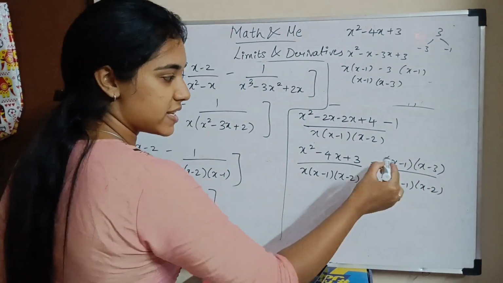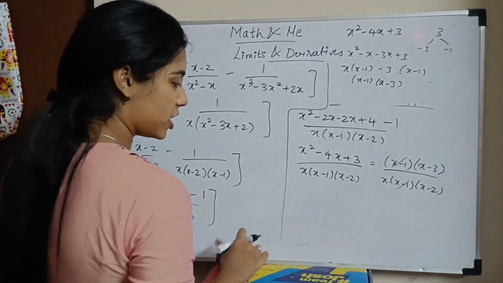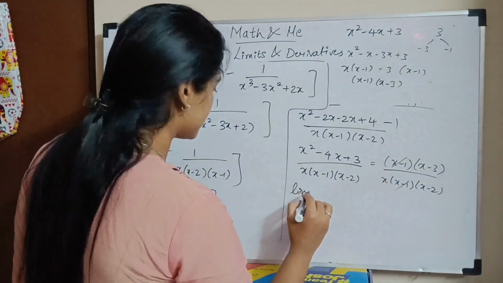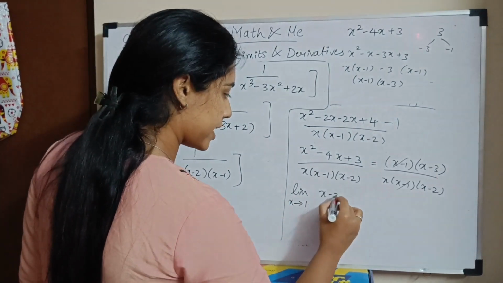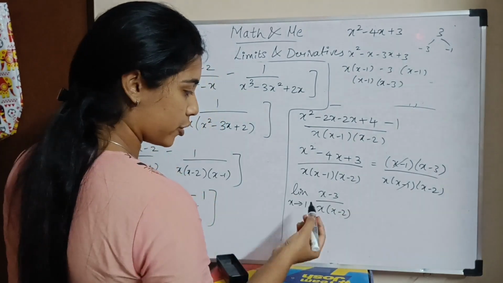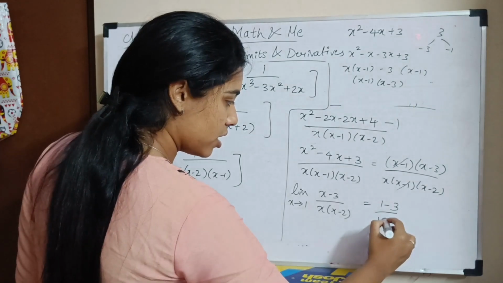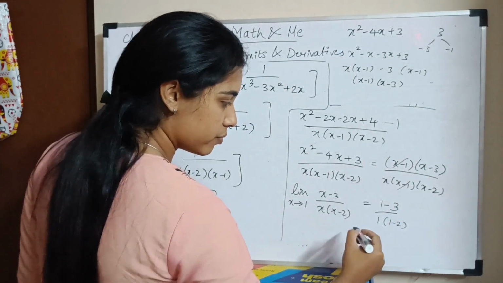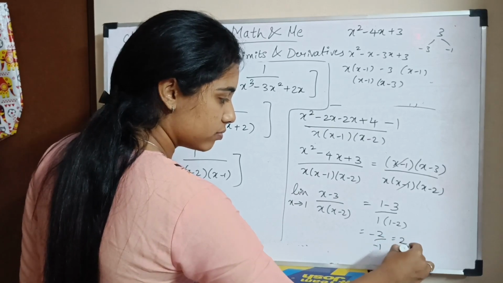So what was causing the 0? x minus 1 and x minus 1 was causing the 0. So what does your limit become now? Limit x tends to 1 of x minus 3 divided by x into x minus 2. So I'm going to substitute. What do we get? 1 minus 3 divided by 1 times 1 minus 2. So minus 2 divided by minus 1, and you get 2. That's the answer.